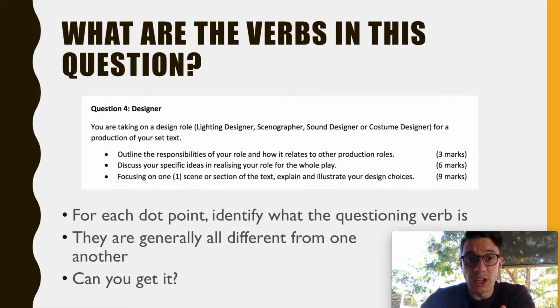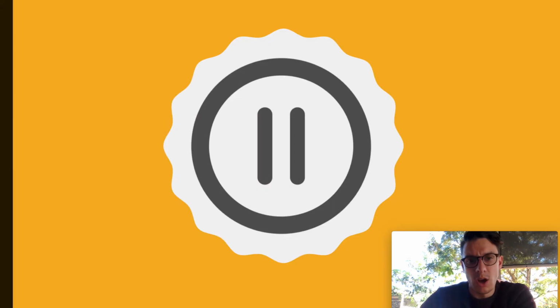For each dot point, I want you to try and find what the questioning verb is. They should all be different from one another. And then try and think about what they're asking you. Okay, so what is that particular verb asking you? Okay, I want you to pause it now. So pause anytime now, and at the end of it, I'll show you what the right answers are and give you some hints on how to approach it.